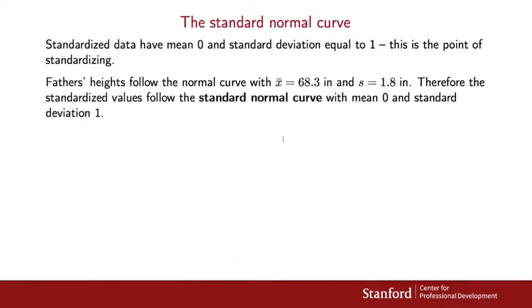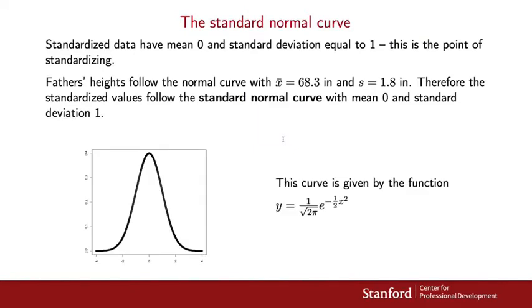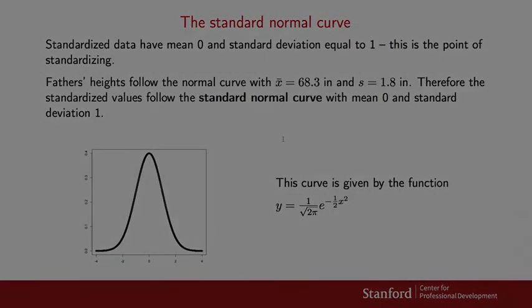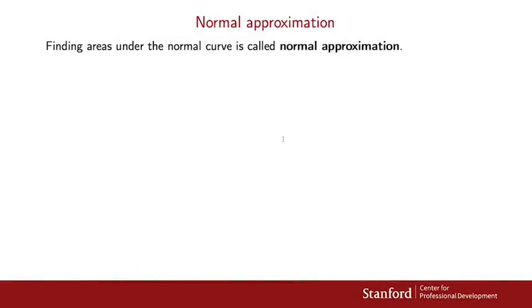We already saw that fathers' heights follow the normal curve with a mean of 68.3 inches and a standard deviation of 1.8 inches. After we standardize, the standardized values follow what's called the standard normal curve, which has mean 0 and standard deviation 1. Here's a graph of the standard normal curve. You can plot this graph using the equation y equals 1 over square root 2 pi times e to minus a half x squared. Don't worry, we are not going to use that formula in this class. Normal approximation means to use the area under the normal curve to figure percentages.